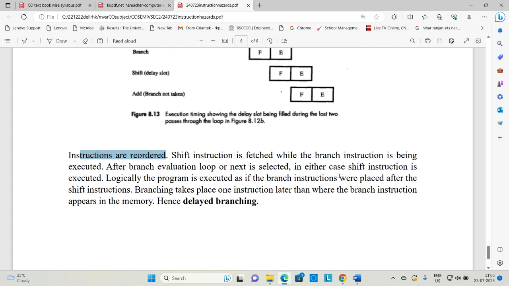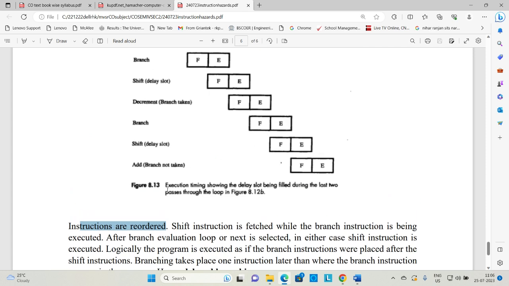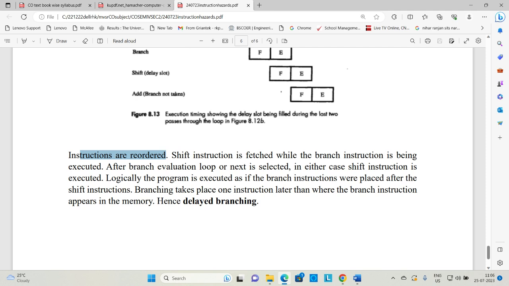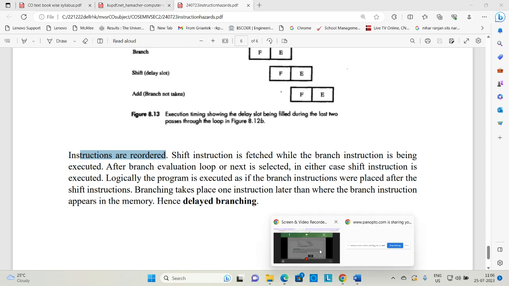Now, logically, what will happen is the program is executed as if the branch instruction is placed after the shift instruction. See here, the branch is placed after shift, but we have reordered because we want to overcome pipeline stall. Still, logically, what will happen? The same result will happen as if the branch is after the shift. So branching takes place one instruction later than where the branch instruction appears in the memory. Hence, this is called delayed branching. So this was a short video.